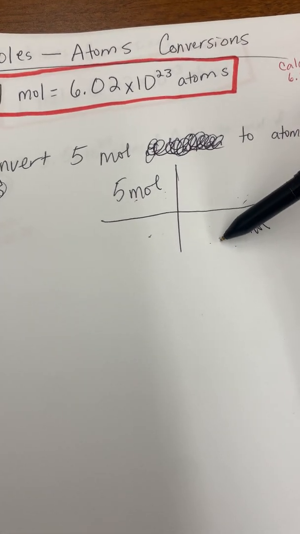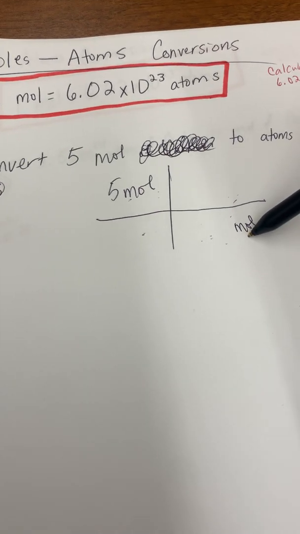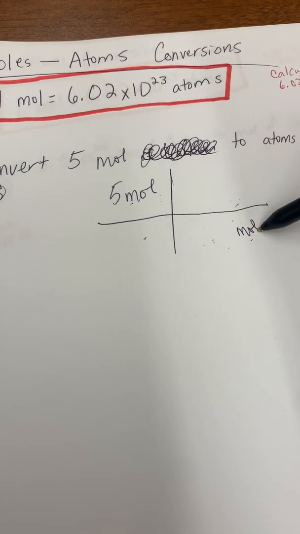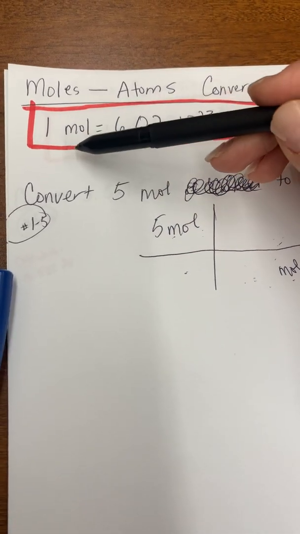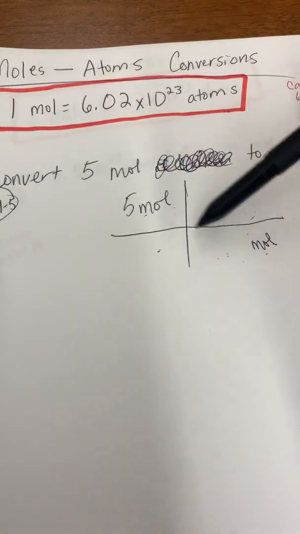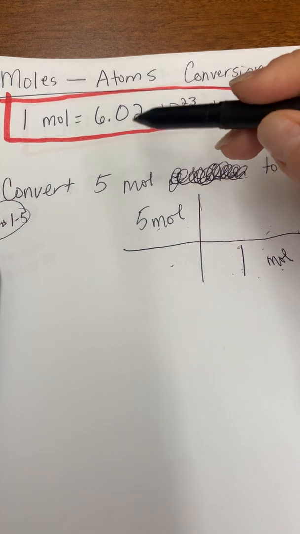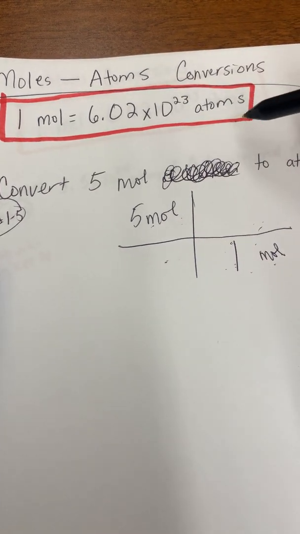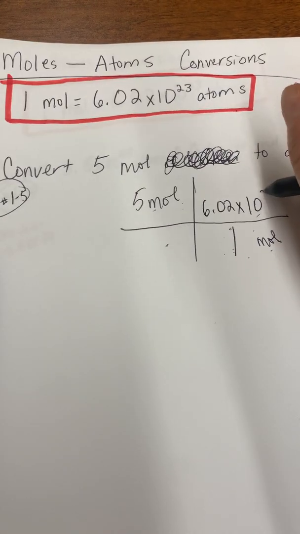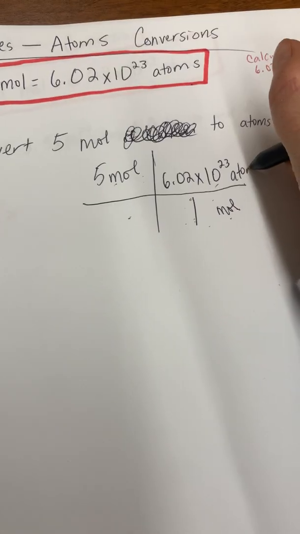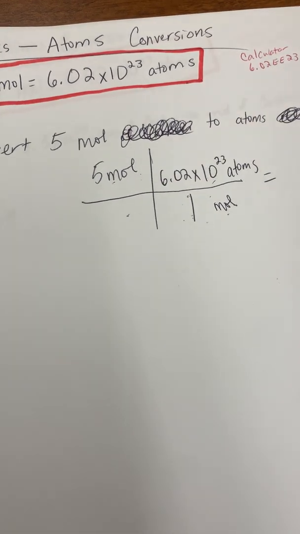That's the only way it lets us cancel things out. So if I know moles needs to go on the bottom, you're going to go up here to this big conversion factor, and you're going to find the side of the equal sign that has the word mole. That's atoms, that's mole, so it's gonna be this side. So you wanna take this side, the 1 mole, and put it right here. And then whatever is left on the other side of the equal sign is gonna go on the top. So 6.02 times 10 to the 23 atoms.